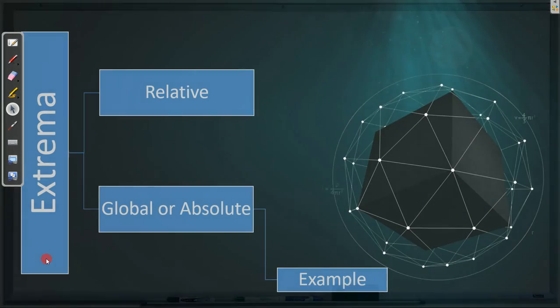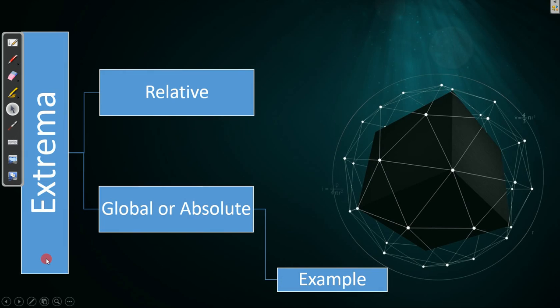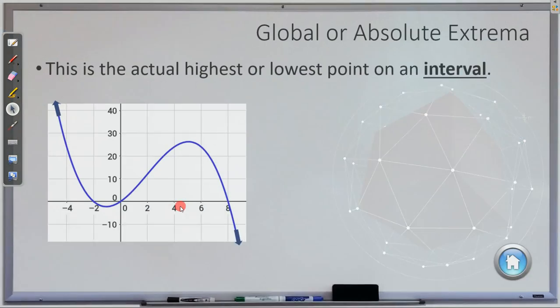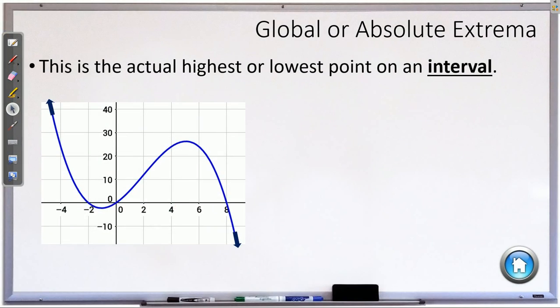We're going to talk about a different kind of extreme value, a global or absolute extrema. That is the actual highest point or the actual lowest point for a graph. And one slight thing has to change with the way we word these problems, is you're going to find the highest or lowest point on an interval.